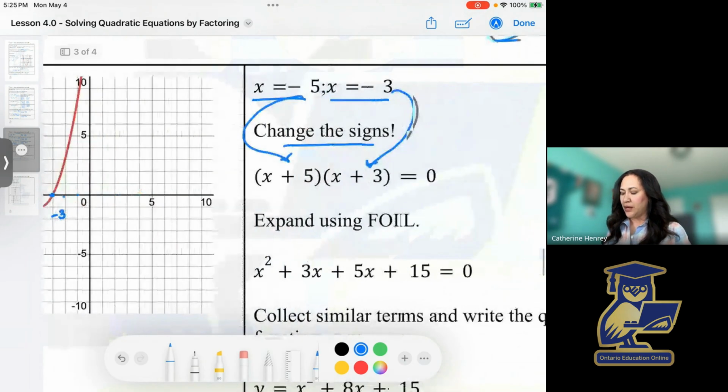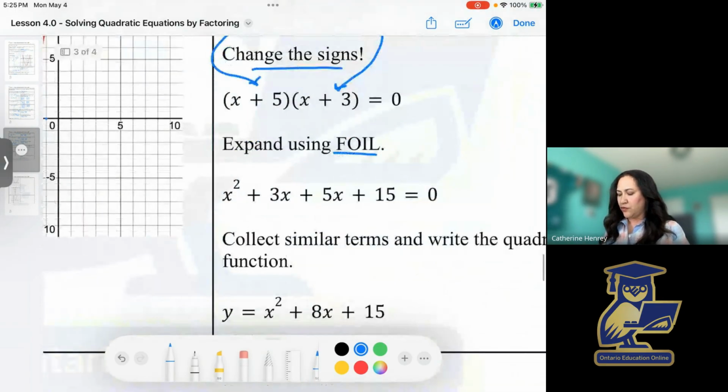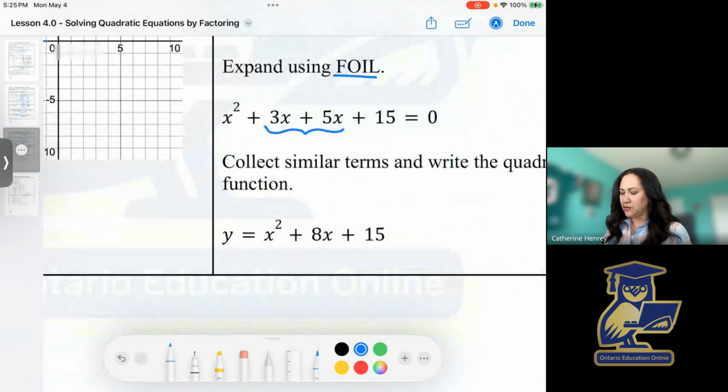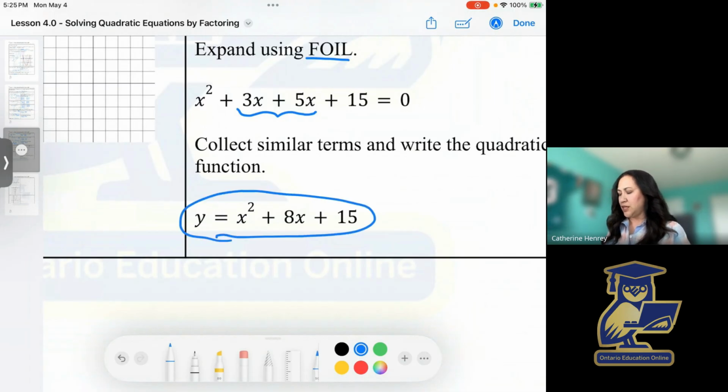And then we have a binomial times a binomial, and we can expand using FOIL. So first, outer, inner, last, we end up with x squared plus 3x plus 5x plus 15 equals 0. We can collect these two middle terms, and our final function is x squared plus 8x plus 15. And that is our function in standard form.